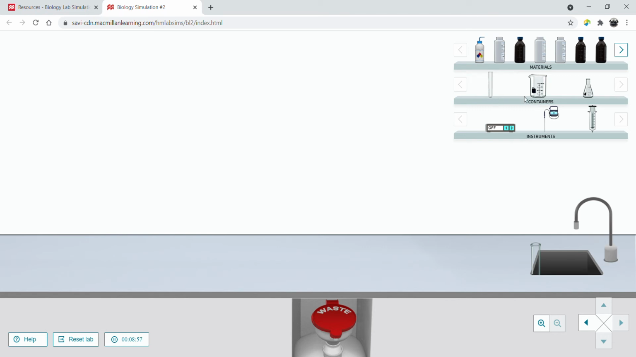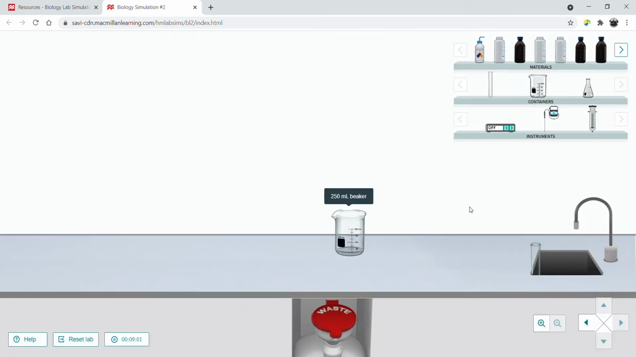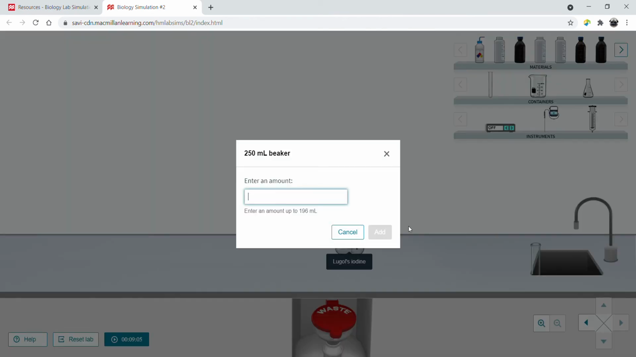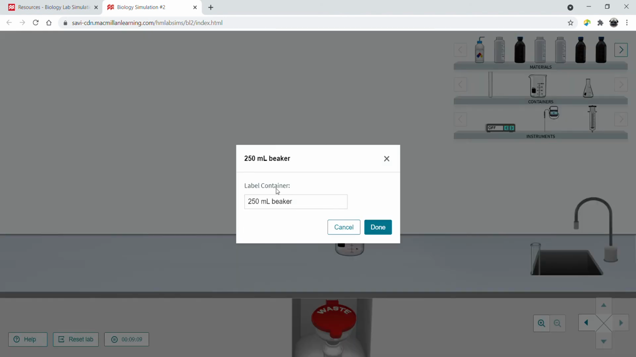So we're going to get our beaker. I'm going to fill it with 90 mLs of water. All right, get our iodine. I'm going to add 10 mLs of iodine. So we have this iodine solution. We have to label it iodine solution.